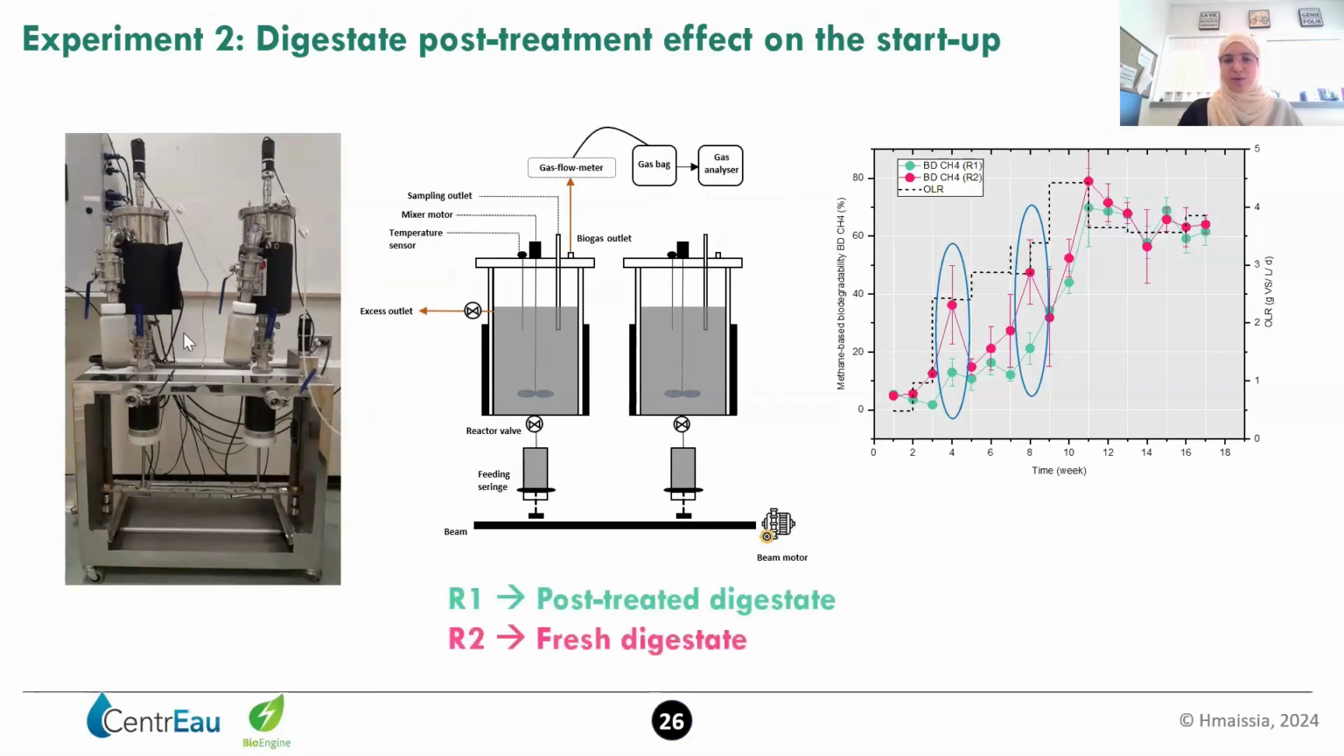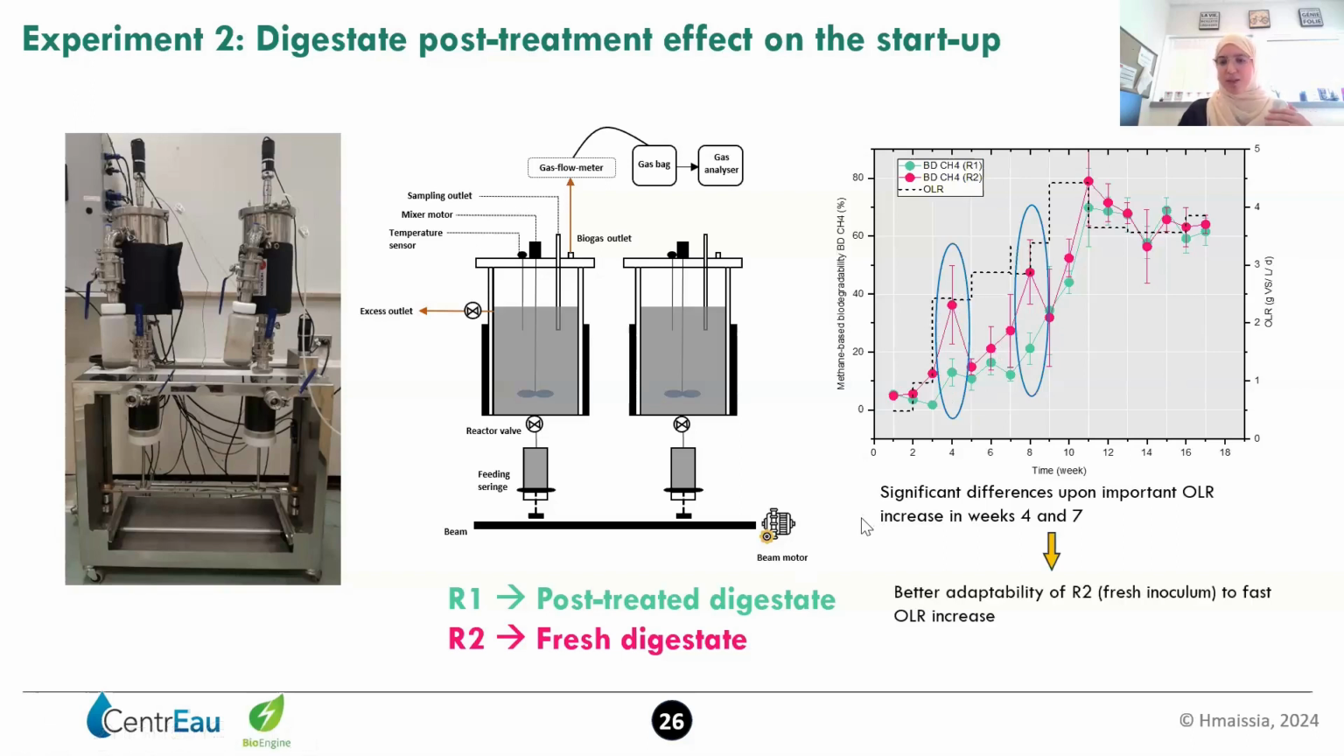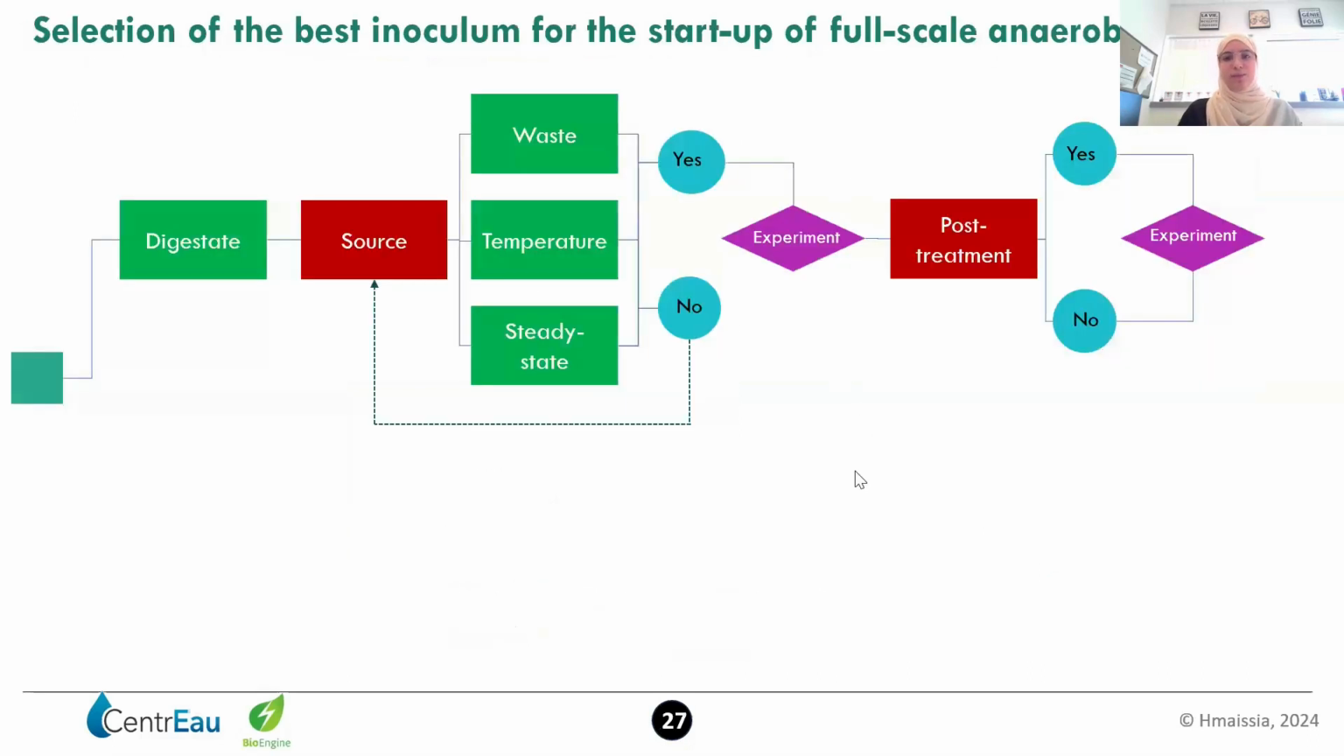So what we found is that, as you can see, the pink circles that represent the fresh digestate or the fresh inoculum outperformed the green one almost along the whole experiment, but the most significant differences were found in weeks 4 and 7, just after we increased our organic loading rate in an important way. So we concluded that the fresh inoculum or fresh digestate is more adapted to fast organic loading increase. So if you want to apply the strategy in your new digester, you have to find or sample a fresh one and not a post-treated one.